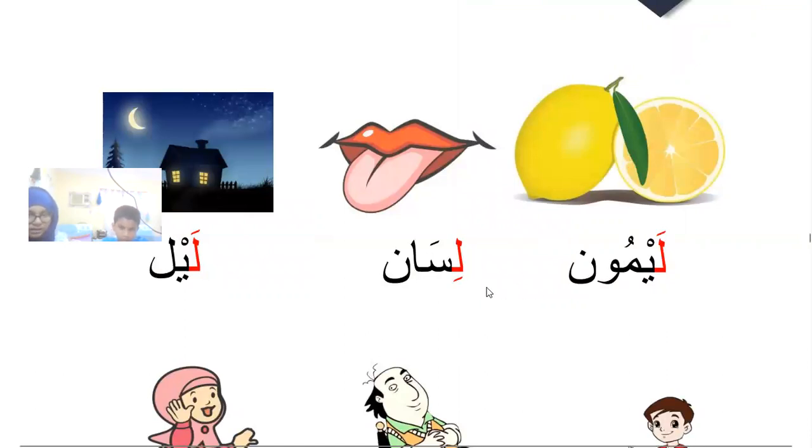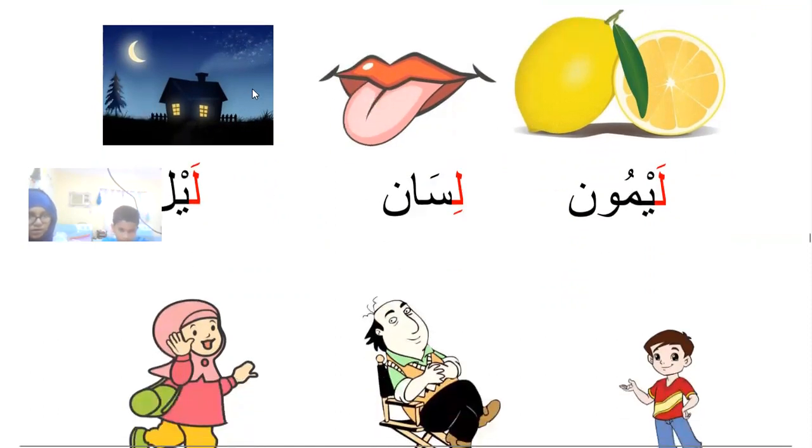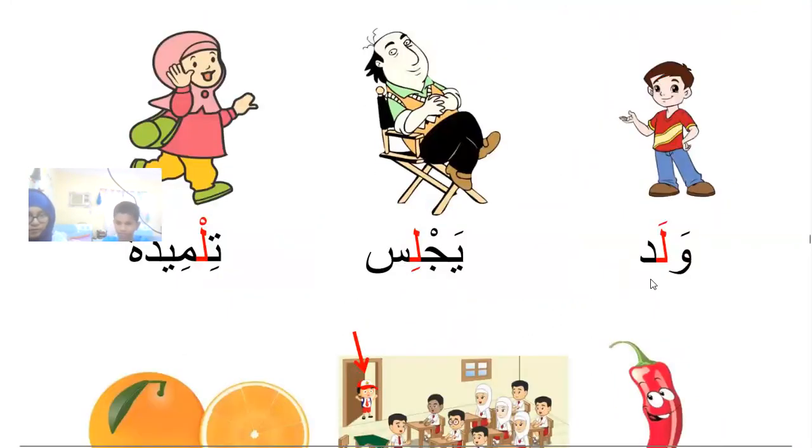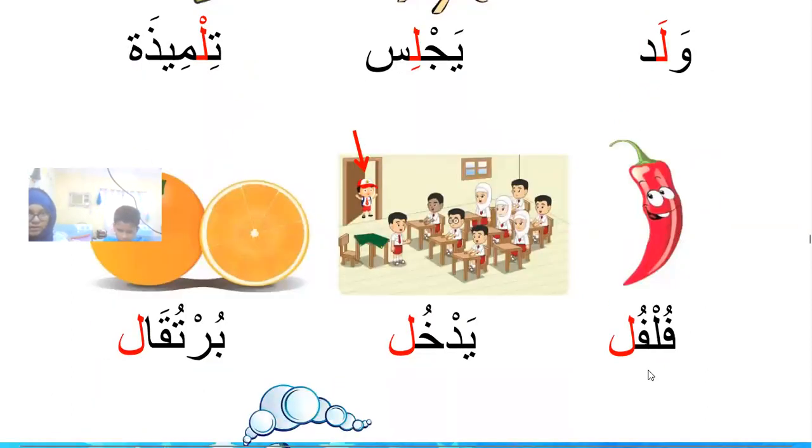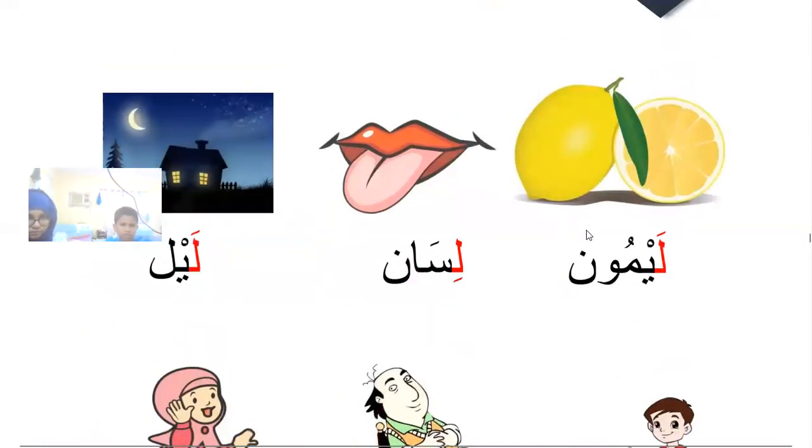Limun, lemon. Lisan, tongue. Lail, house, night. Walad, boy. Yajlis, sit, he is sitting. Tilmiza, student, feminine. Okay. Fulful, chili. Yadkhulu, he is entering. Burtukal, orange.